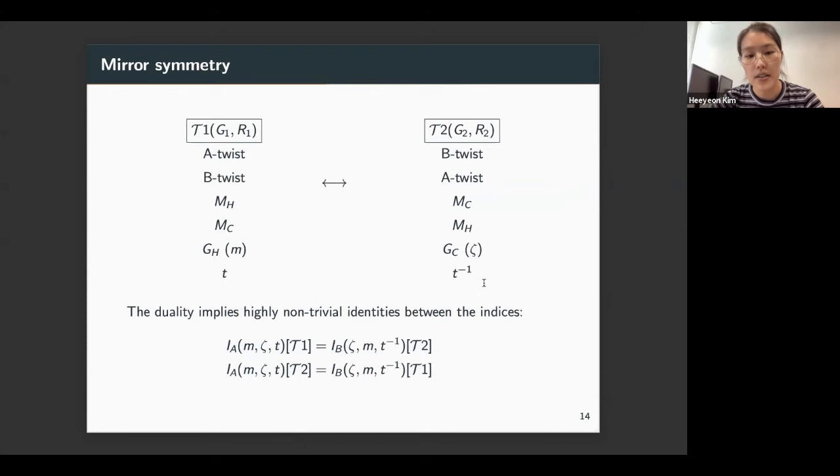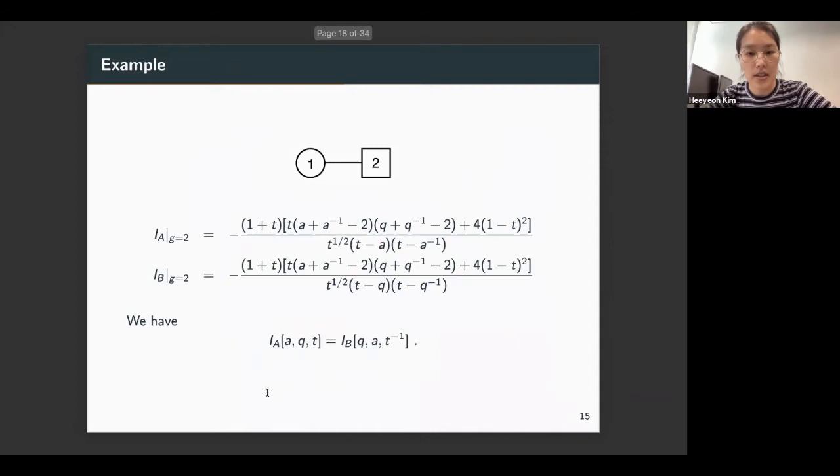So if we apply this duality to the invariants that we have been discussing, the duality implies highly non-trivial identities between those indices, especially the A twist indices are matched with the B twist indices after exchanging M, which is the equivariant parameter, with the degree counting parameter zeta here. So this is an example of mirror symmetry.